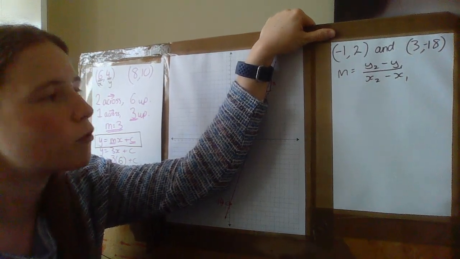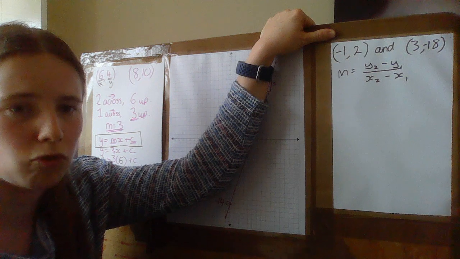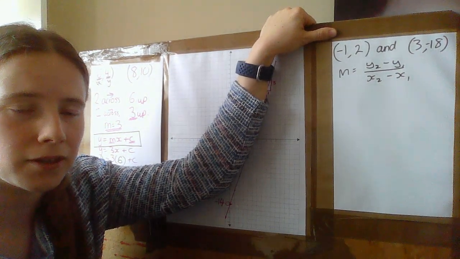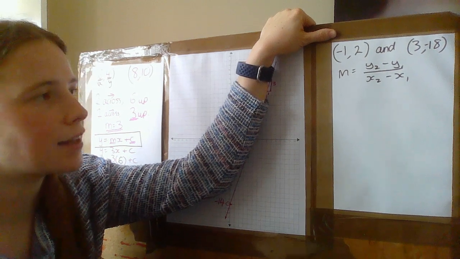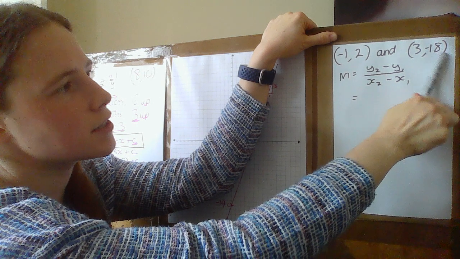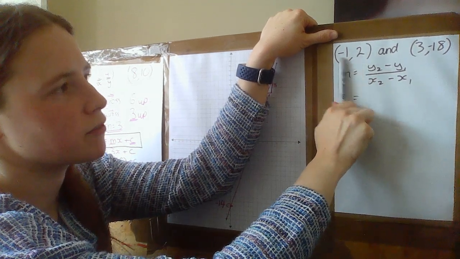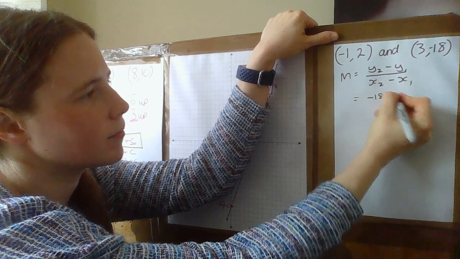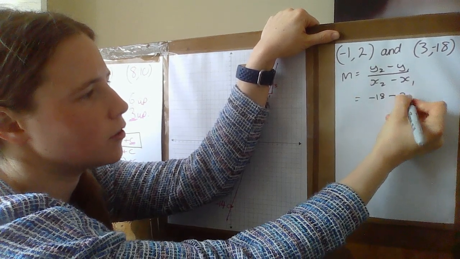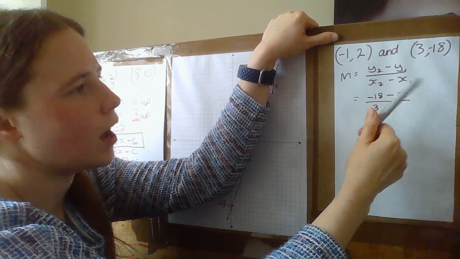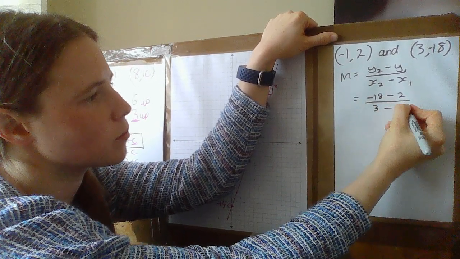If you find that you're frequently getting your minus numbers wrong on this, or just getting the values wrong, I would go back and use the other method because it's a bit more intuitive and there are fewer opportunities to make a mistake with this. So I'm going to treat this as my second coordinate and this is my first coordinate. So my y2 is going to be minus 18 and my y1 is going to be 2. My x2 is going to be 3 and my x1 is going to be minus 1.